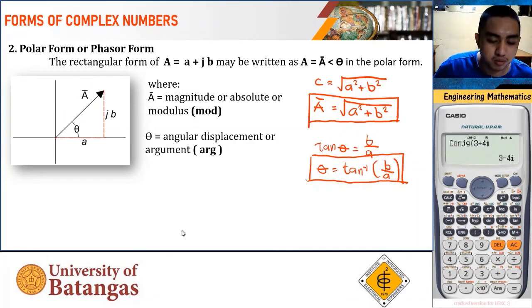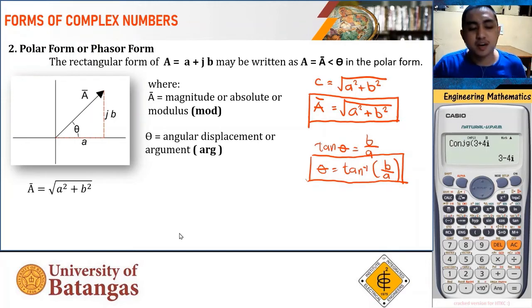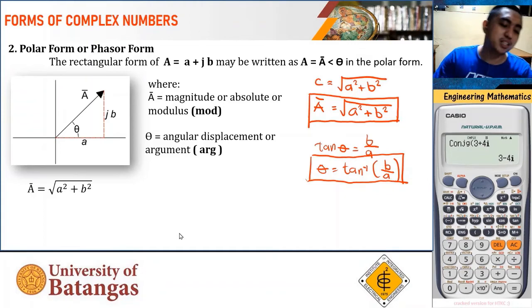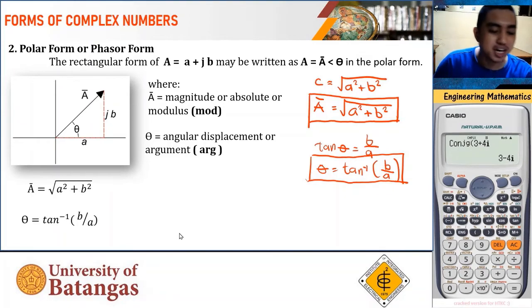Okay, so, para sa A bar, or sa ating modulus, absolute or magnitude, square root ng A squared plus B squared. Para naman sa ating theta, or para sa ating argument, or angular displacement, arctangent ng B over A naman.